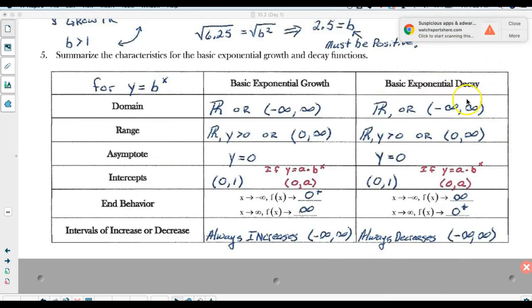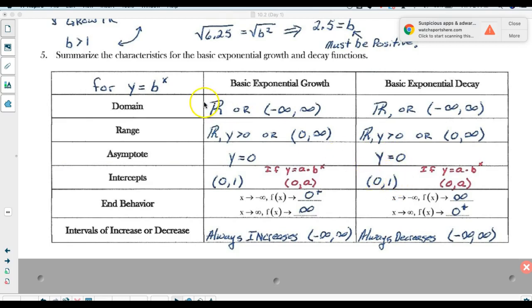characteristics of a decay function, again, b is a number between 0 and 1. I can raise that to any power I want, so the domain is all real numbers again. The range: when I take a positive number to an exponent, no matter what the exponent is, I have to get a positive number out, so that's why it's always greater than 0, or 0 to infinity. It has that horizontal asymptote of y equals 0.